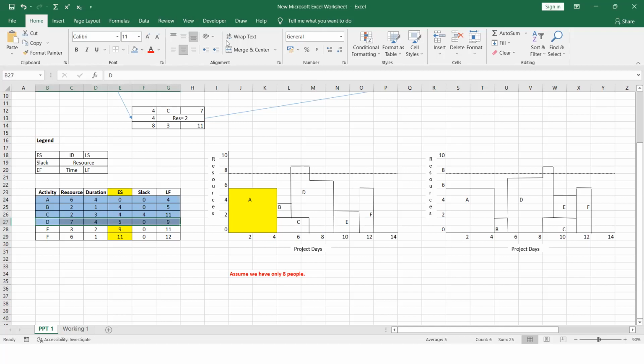Right. So after drawing the D activity, we can go for the E activity. Right? For the E activity, early start is 9. So we can start from here 9. And the resources required are 3. So the resource requirement is 3. And the duration is 2. So for the 9, you have to add 2.